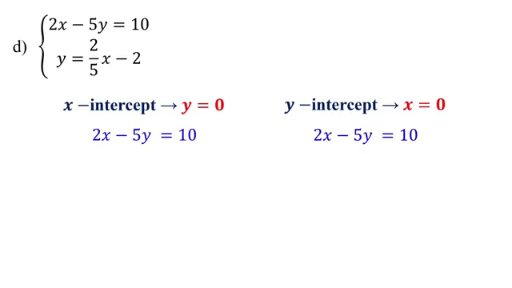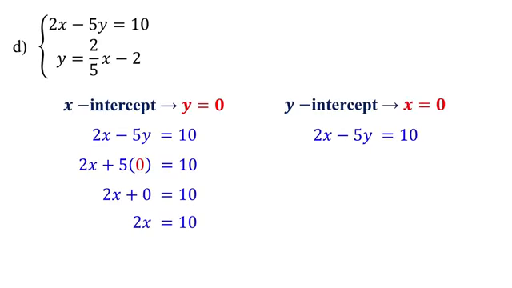To find the x-intercept, set y to 0. 5 times 0 equals 0, and we get 2x equals 10. Divide both sides by 2 to isolate x. 10 divided by 2 is 5. So, the x-intercept is (5, 0).